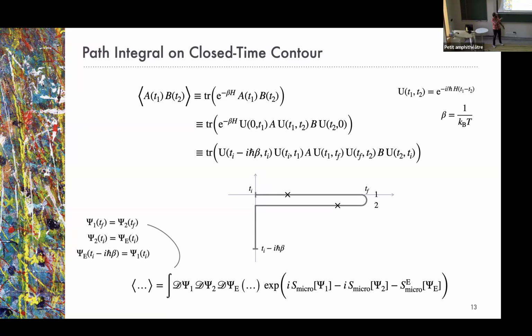Then, essentially 1, 2, and E are understood as dynamical fields that are living on different branches of the contour. And essentially you can write down a path integral formulation for computing correlation functions. If you've seen this, very well, but this is how you would compute correlation functions in field theory. But very importantly, it takes the same action of your theory, which is a microscopic action of the theory, but you take multiple copies of it depending on which branch of the contour you're interested in.